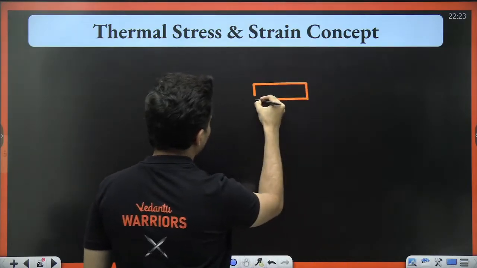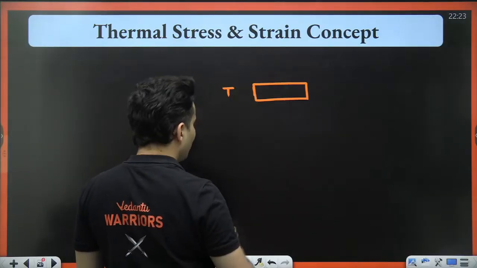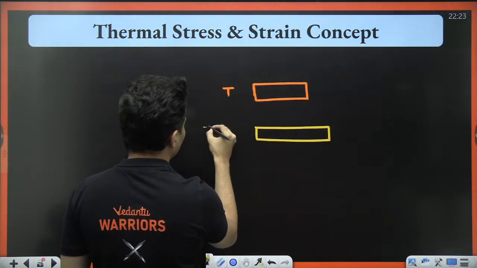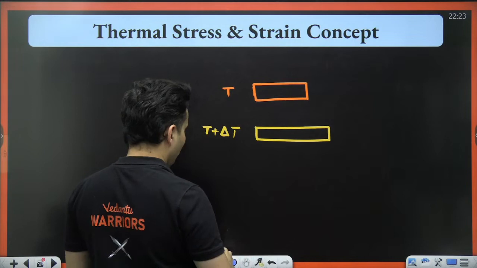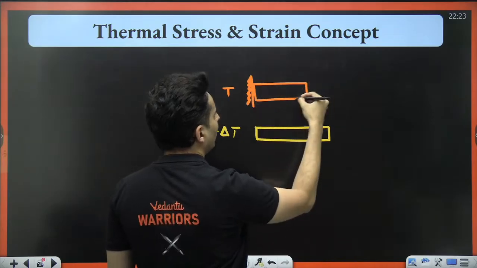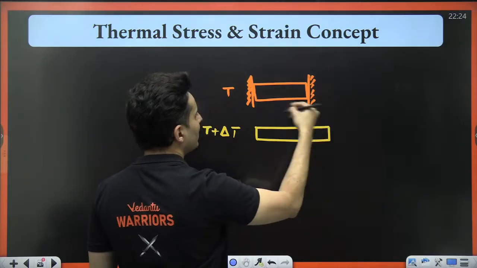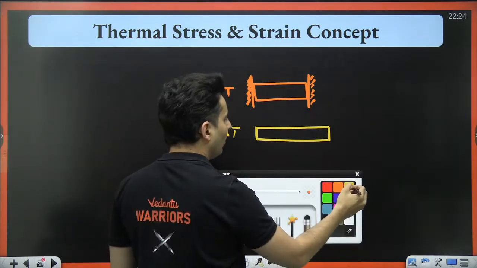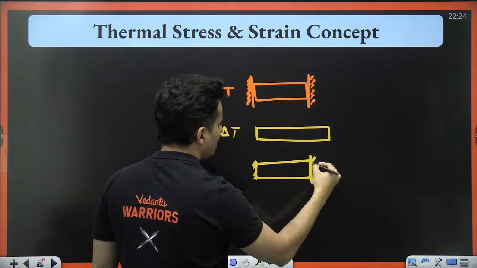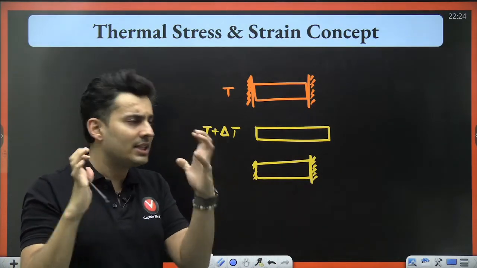If you take an object and allow it to heat freely, this is at temperature T. If you allow it to heat freely, then you will see it will try to expand. This is maybe at T plus delta T. But then imagine you say, no, I won't allow it to expand freely. I want to make sure it comes back to its original shape and size, meaning I am holding it from both sides with rigid supports.